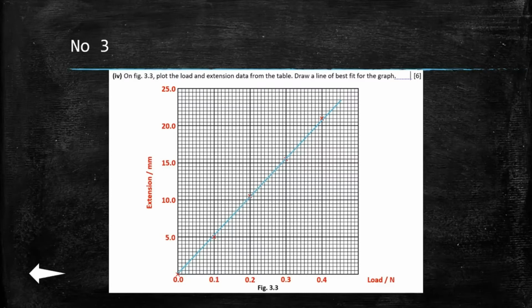Our first type of graph is done. Before we move on to the second type of graph, I will show you how to calculate the spring constant for this graph.